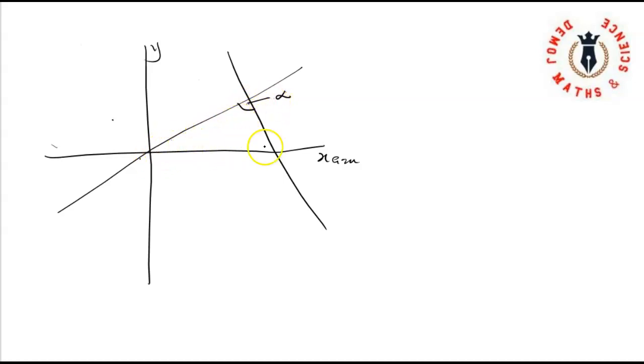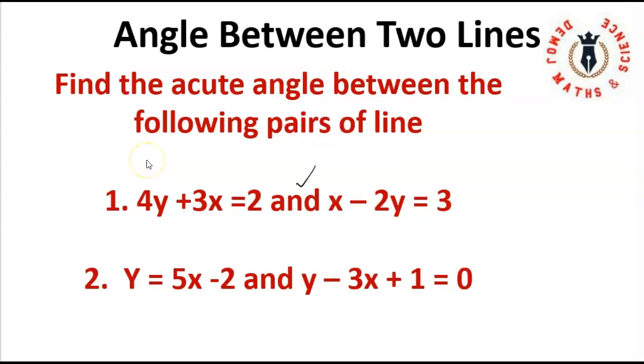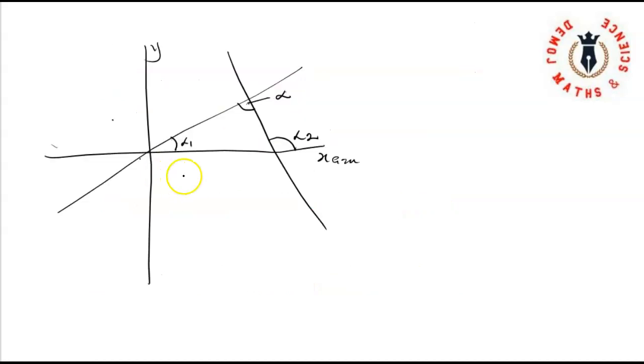Each of the lines also meets the x-axis and the y-axis at angles. Let's call this angle alpha 1, and for this other line, let's call it alpha 2. Because in this lesson, our focus will be finding the acute angle between 2 lines. Now back to our Cartesian coordinate.